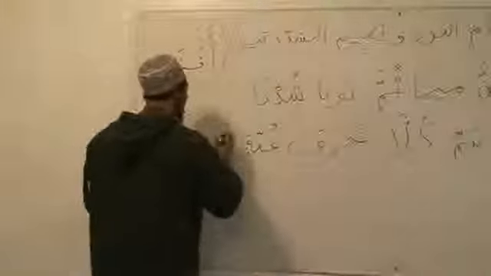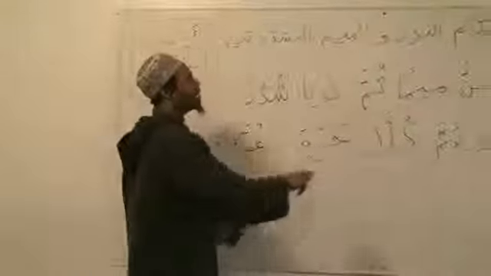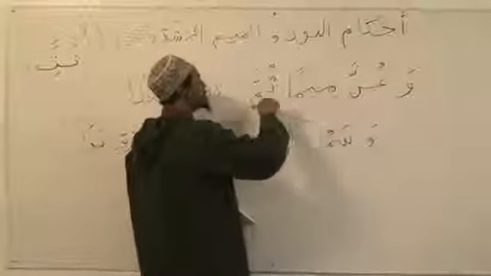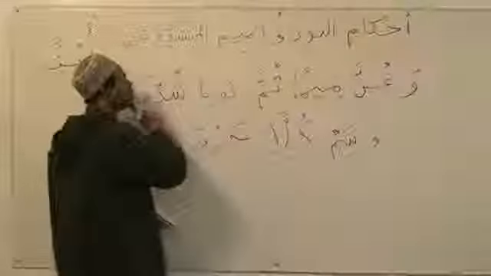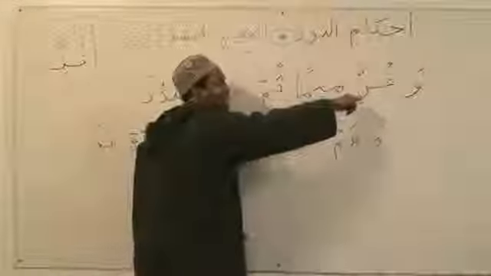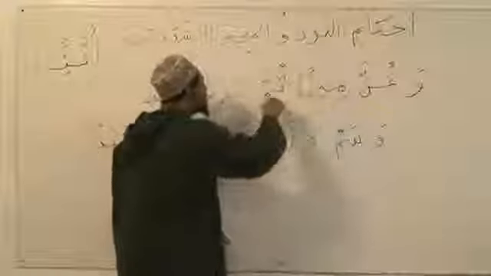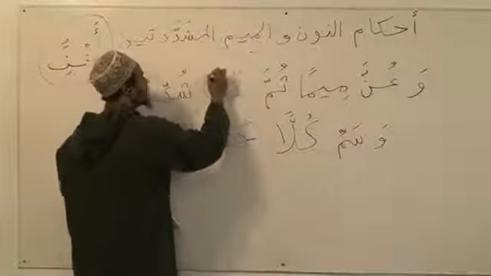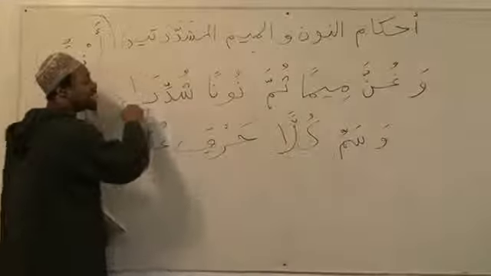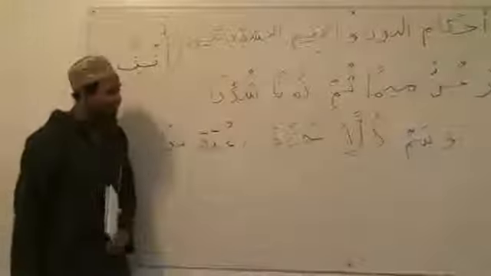This is a simple rule right here. Okay? I'll explain it. وَغُنَّ مِيمًا ثُمَّ نُونًا شُدِّدًا. And ghunna is going to be in the meem, then the noon, شُدِّدًا, when they have a shidda on them. That's the only rule we have for this whole section.